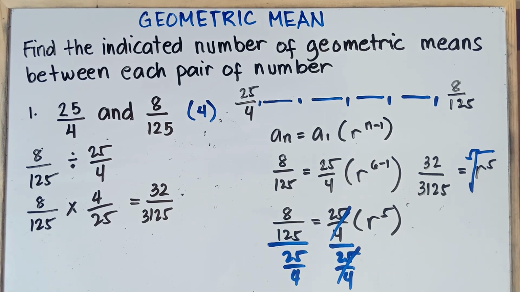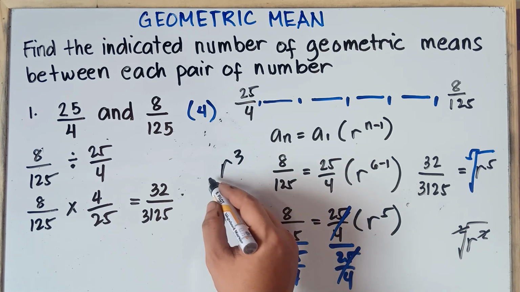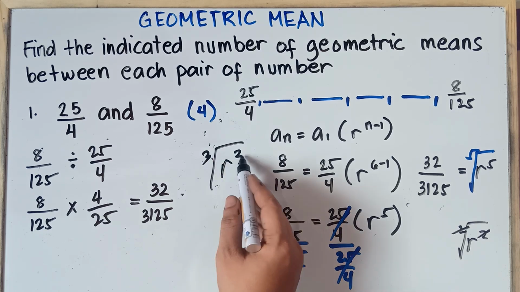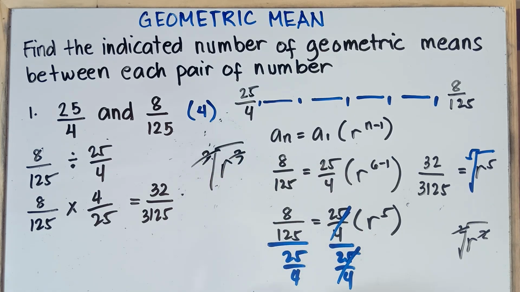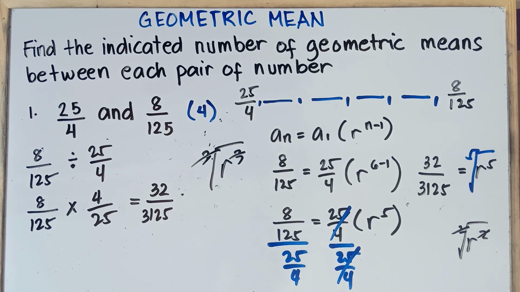For example, class, if this is r squared, you extract the square root of both sides, because the index of the square root is 2. We can cancel the index and the exponent. Now, if this is r raised to the power of 3, you extract the cube root of both sides, so that the index 3 and the exponent 3 cancel out. Now, since this is a fifth root, we extract the fifth root of both sides.